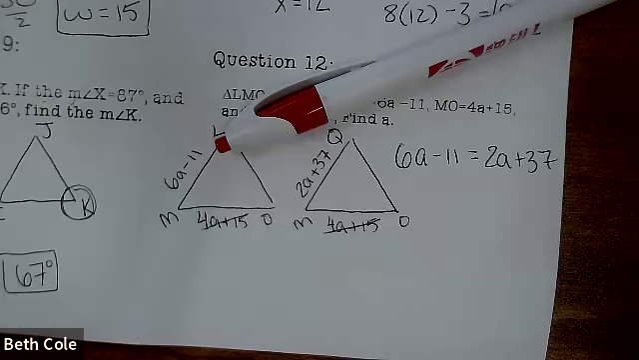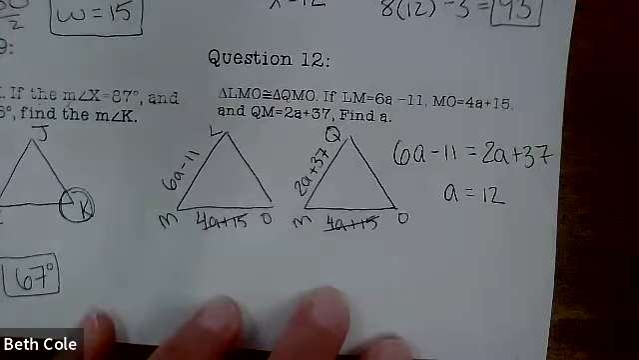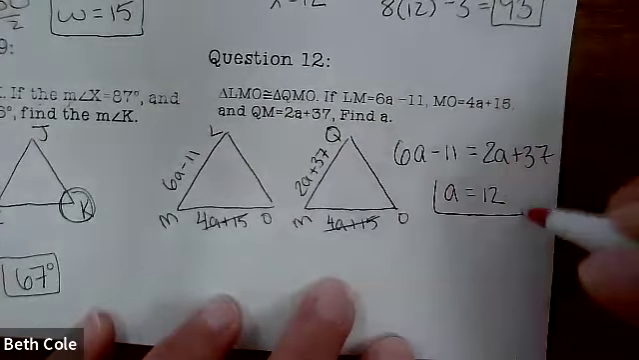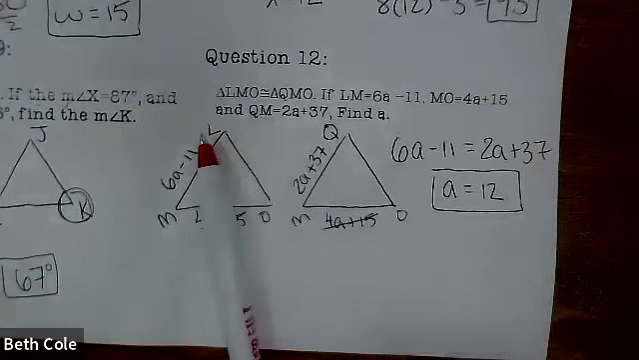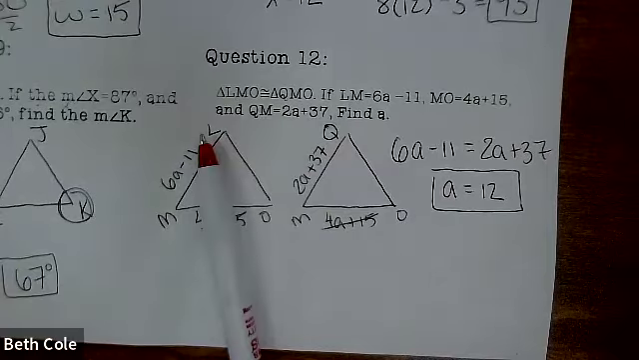All right, so click on the intersection. I got 12. Are we done, or did they ask for something else? We're done. Yay. It says find a, but just make sure you read the directions. Okay.